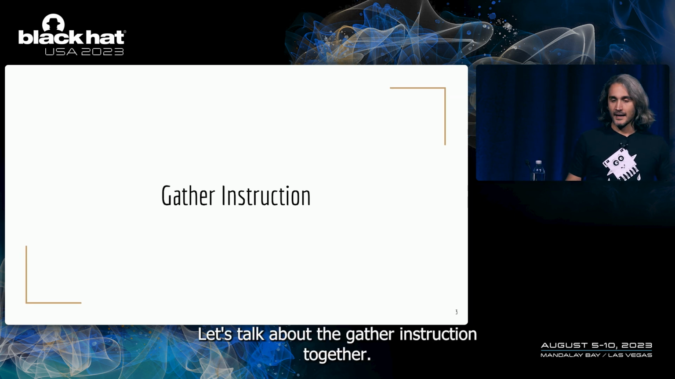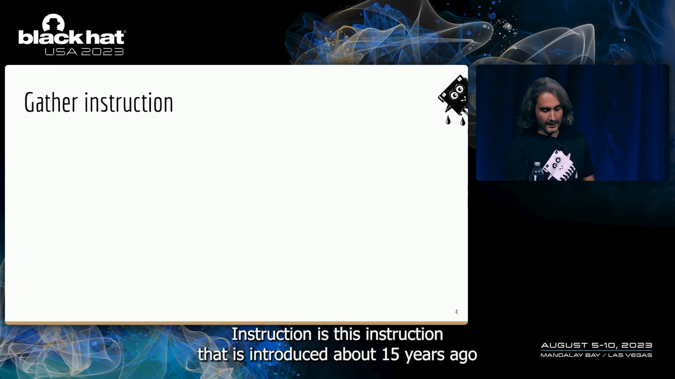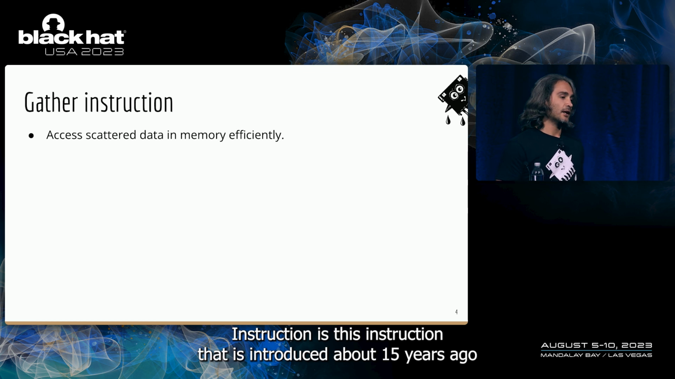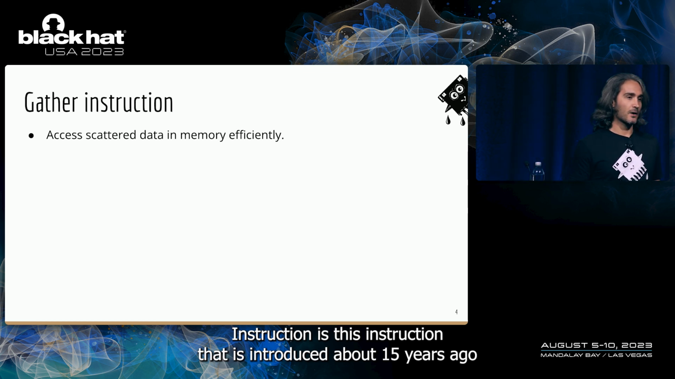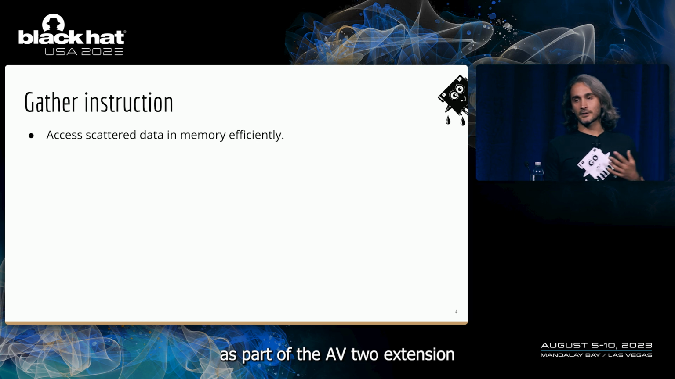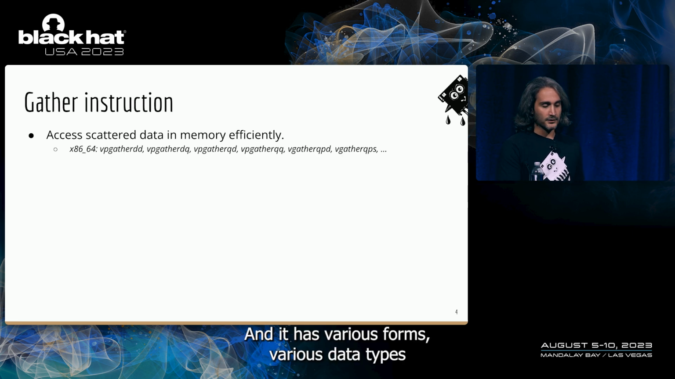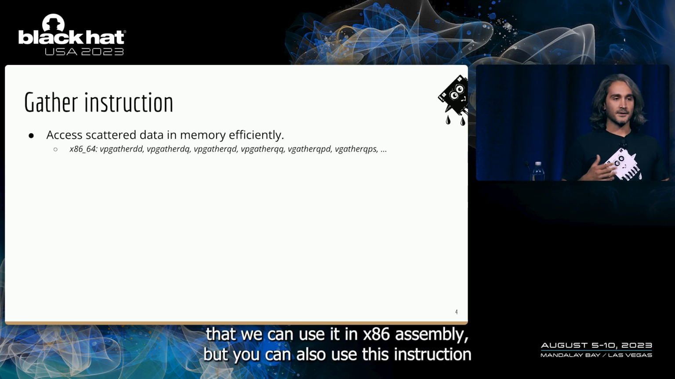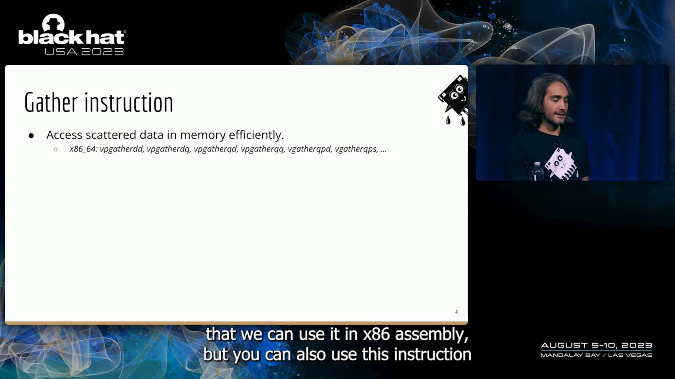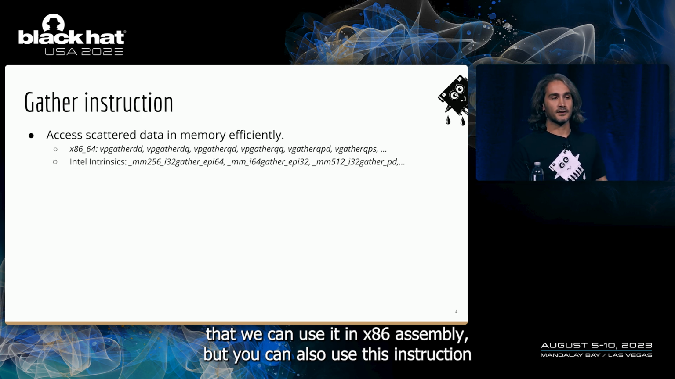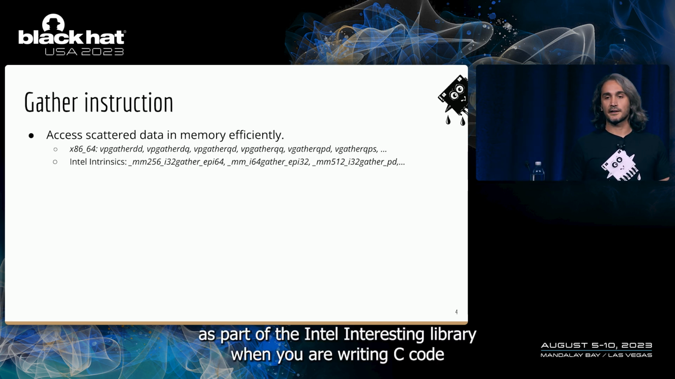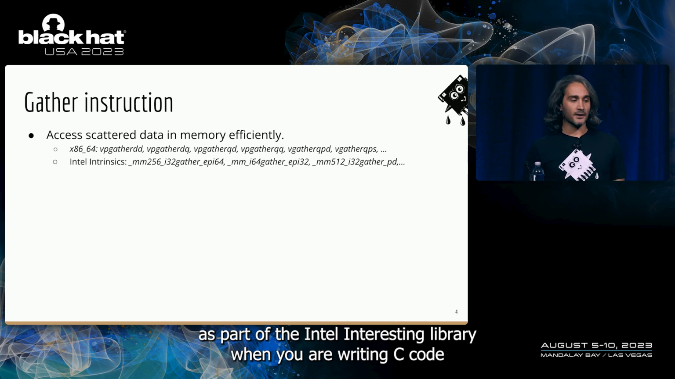Let's talk about the gather instruction. The gather instruction was introduced about 15 years ago as part of the AVX2 extension to speed up accessing scattered data in memory. It has various forms and various data types that you can use in x86 assembly, but you can also use this instruction as part of the Intel intrinsics library when you're writing C code.